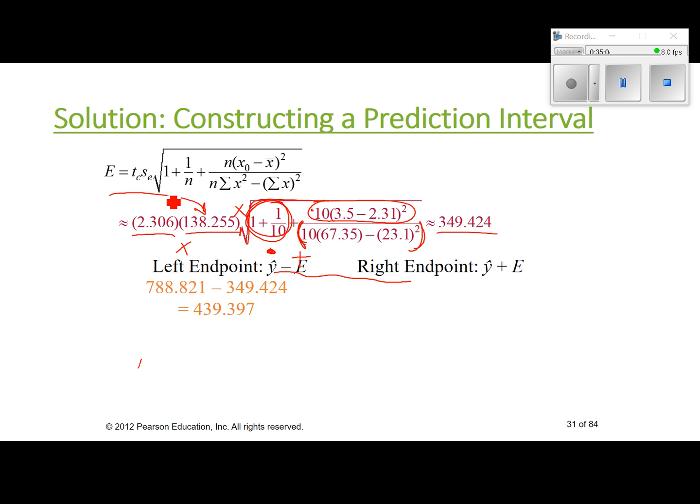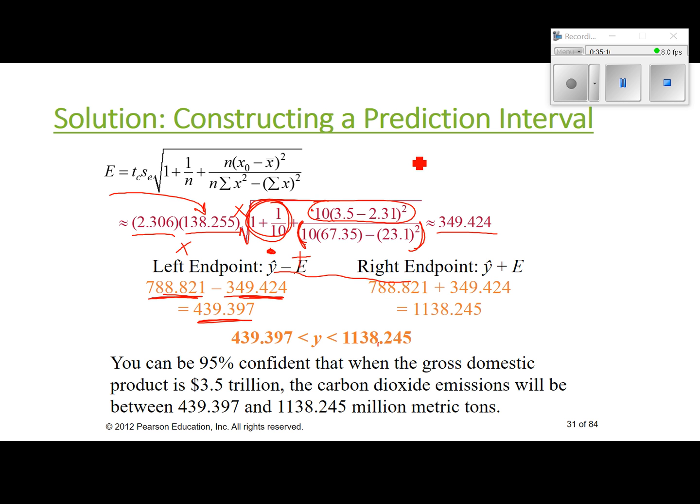So we find our two sides. We take our y hat minus our E, we get this. We take our y hat over here on the other side, our y hat plus our E, we get this, and that tells us that you can be 95% confident that if the gross domestic product is 3.5 trillion, the carbon dioxide emissions will be between those two numbers. So we're 95% confident that it's going to fall in that range.